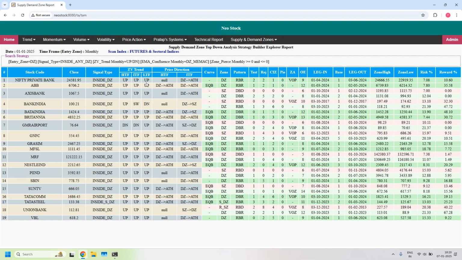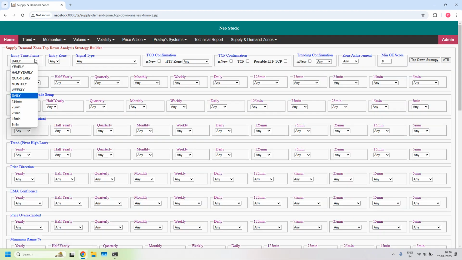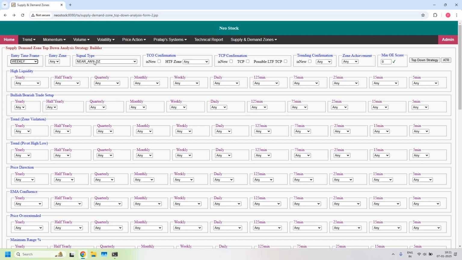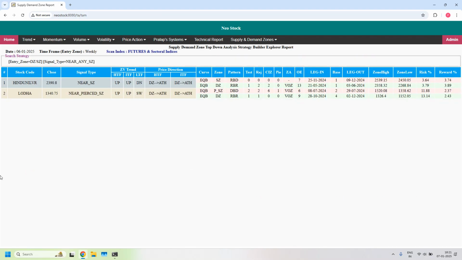EMA Confluence and monthly trend is either up or down trend. Okay. Anyway, monthly supply zones, we don't have any stocks with up or down trend, monthly EMA Confluence. And the next time frame is weekly. Stocks near weekly demand zone, we got 14 stocks. Next, weekly time frame, stocks near weekly supply zone, 2 stocks are filtered.